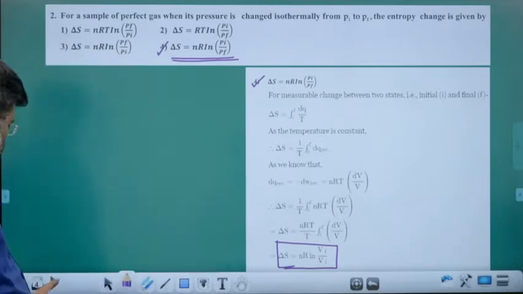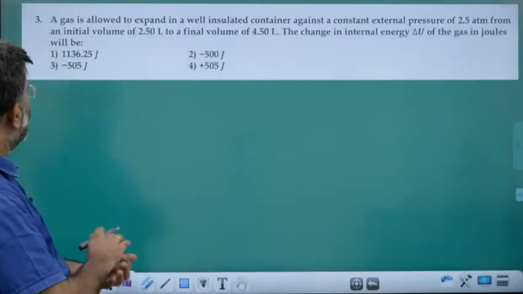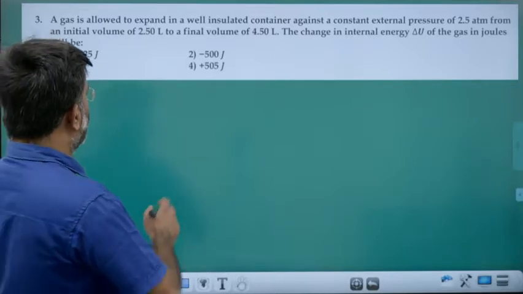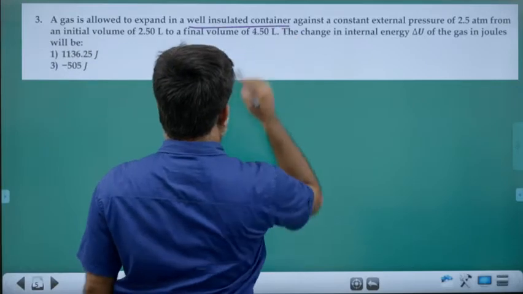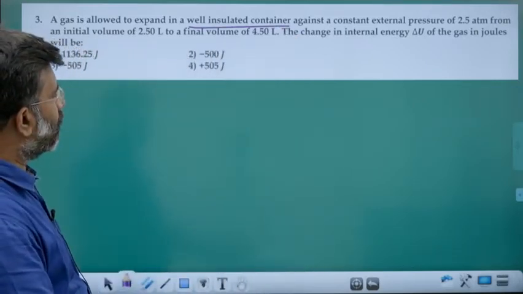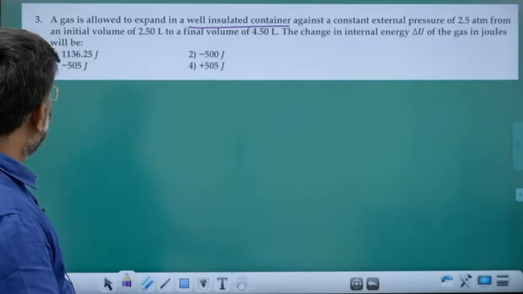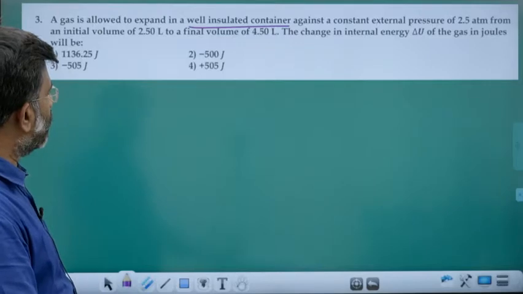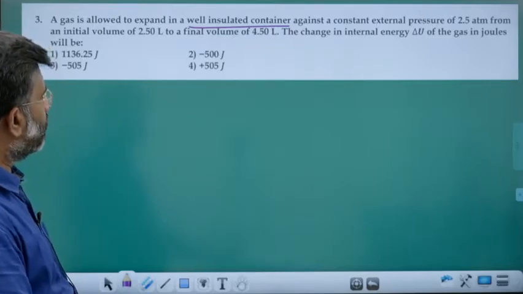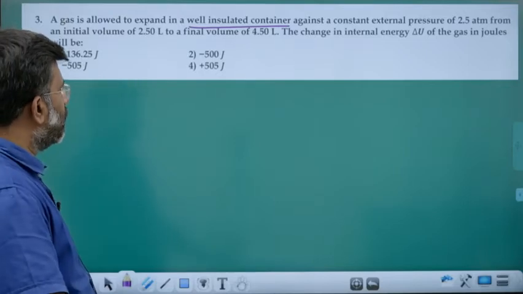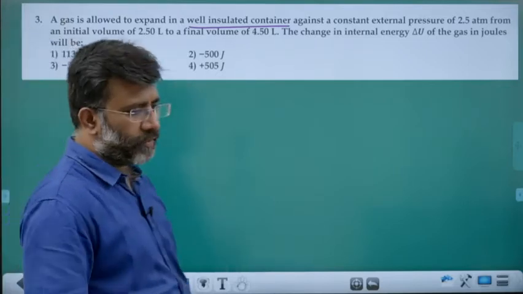Next question. A gas is allowed to expand in a well-insulated container against a constant external pressure of 2.5 atm from an initial volume of 2.5 liters to a final volume of 4.5 liters. The change in internal energy delta U of the gas is what you need to find out.